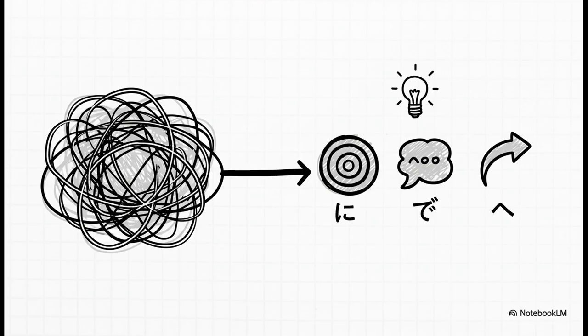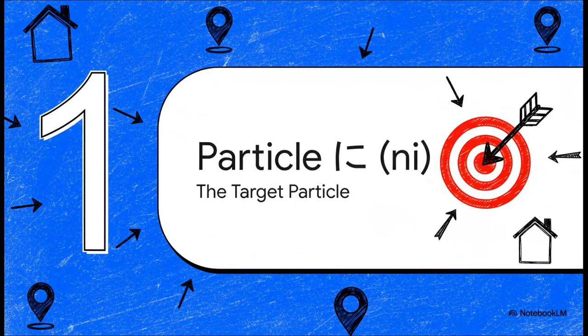Well, don't worry. It's actually way simpler than you might think. By the time we're done here, you're going to have a really clear picture in your head for each one. So let's just break it down. Okay, first up, let's talk about ni. I want you to think of this one as our target particle. That's its whole job, really, just pointing at something super specific.